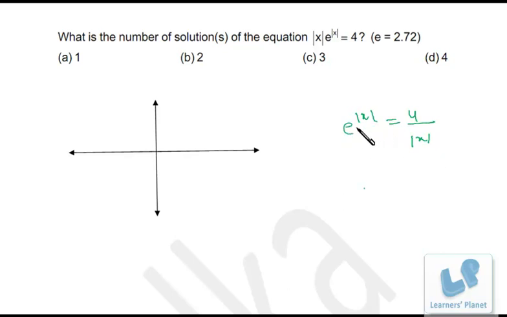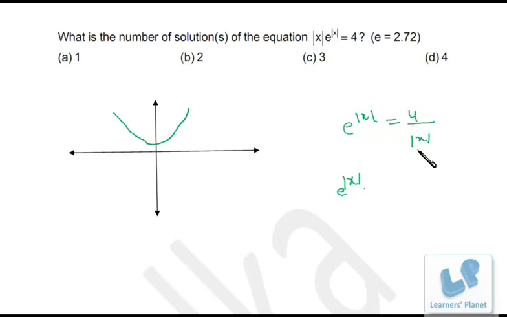Now what is the graph of e raised to mod x? It is somewhere like this, right? Whether x is positive or negative, y will always be positive, right? Because e raised to x is still positive, and e raised to mod x, so if you put the positive value of x or negative value of x, this expression will give the same value, right? So you can see for positive values of x and for negative values of x, we are getting the same value of y, right? So this is the graph of e raised to mod x.